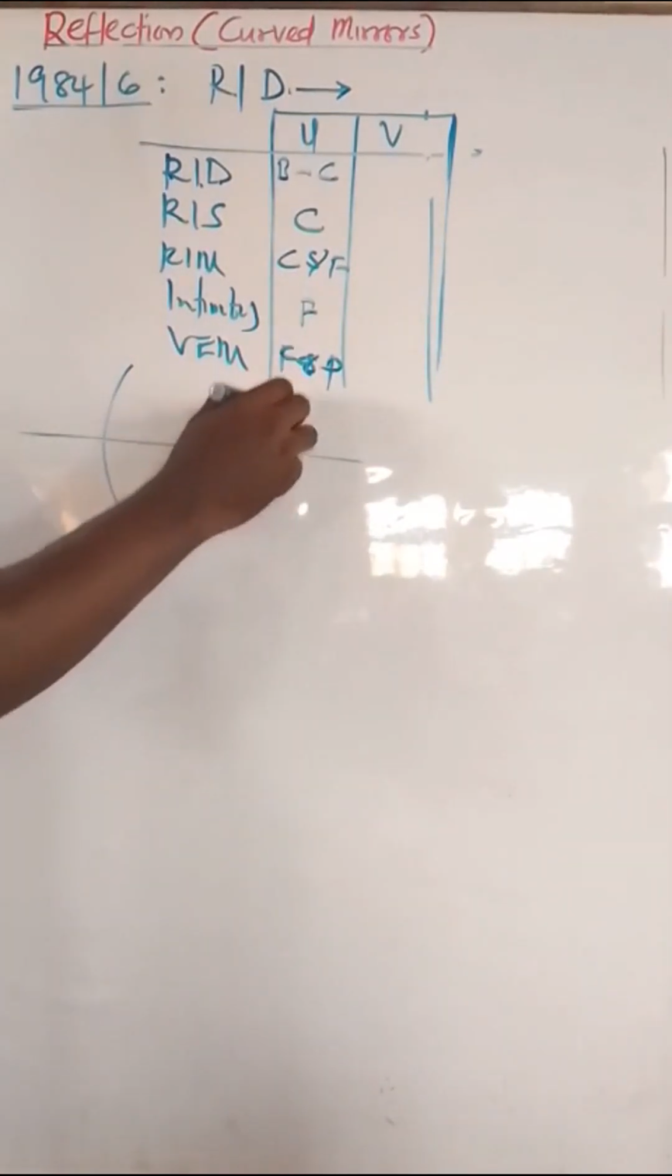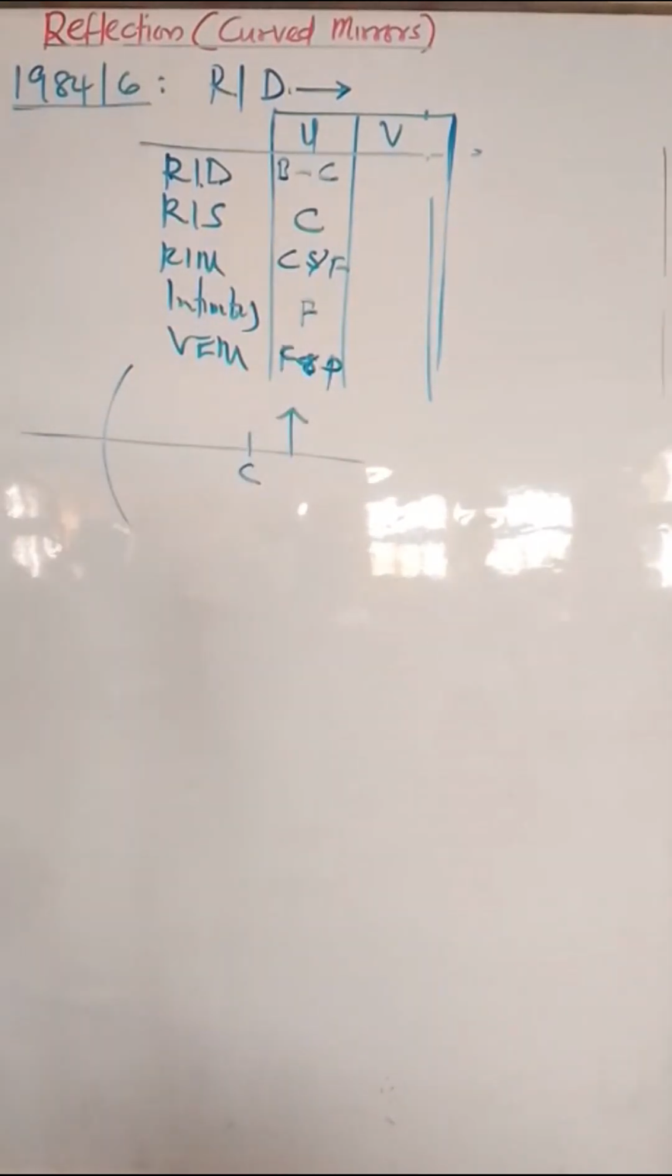If this is C, the object is placed behind it. Now the options. A. Behind the mirror. No, you cannot place an object behind the mirror. It does not form anything because the mirror is coated. When you place an object behind the mirror, you do not form any image. It must always be in front. So that cannot be the answer.